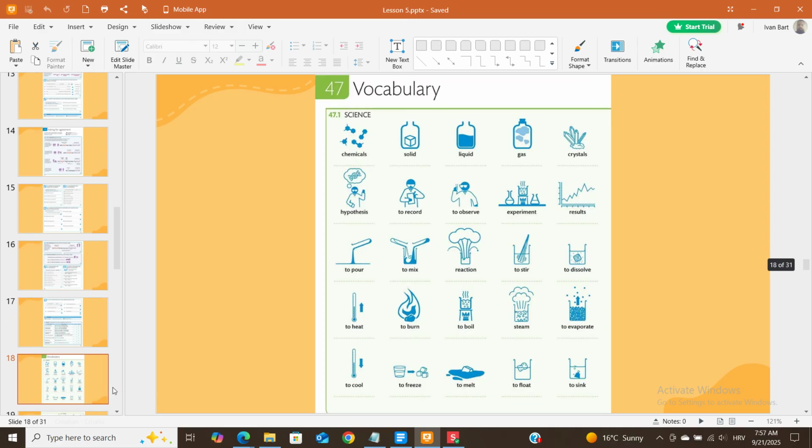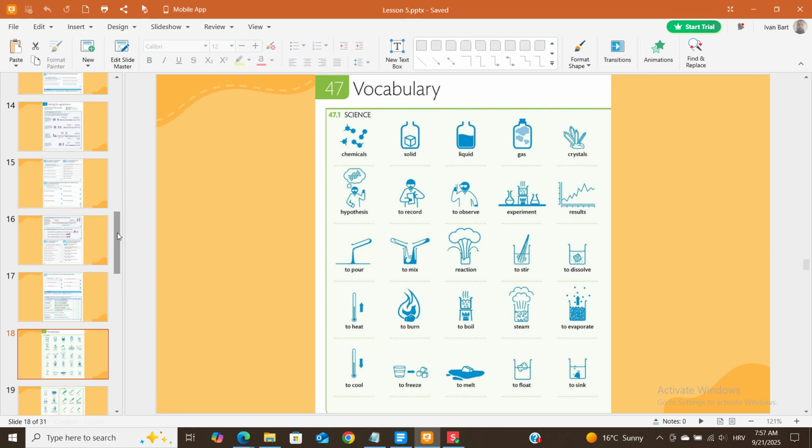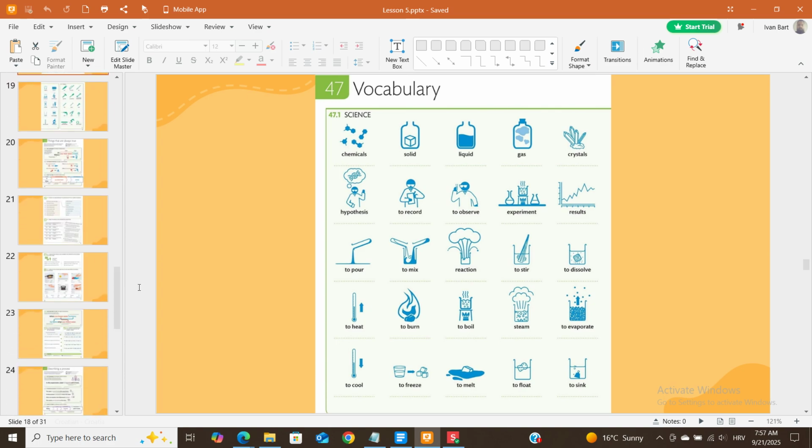47 Vocabulary. 47.1 Science. Chemicals. Solid. Liquid. Gas. Crystals. Hypothesis. To record. To observe. Experiment. Results. To pour. To mix. Reaction. To stir. To dissolve.